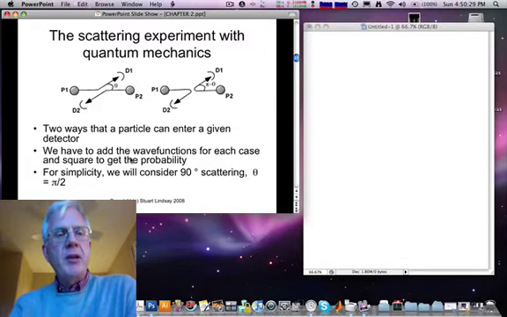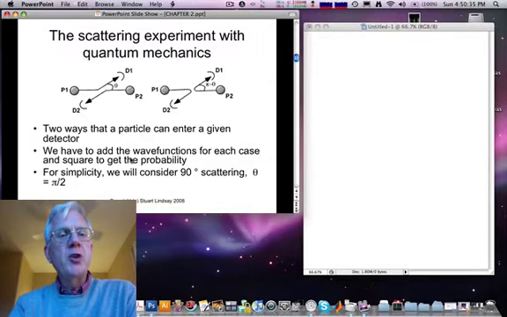So now let's go back to our scattering experiment in the center of mass. Quantum mechanics introduces no complications at all if the physics of the scattering process lets us determine precisely what happened and which particle went where. This is the case for distinguishable particles.